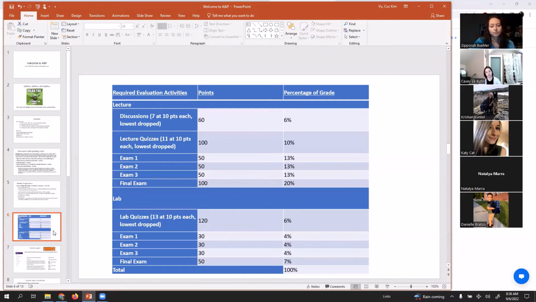Your exams, exam 1, 2, and 3, are worth 13% of your grade each. So that's where you want to focus. Make sure you set aside enough time to prepare for those. And then your lab exams 1, 2, and 3 are worth 4% each. So you can see the bulk of the grade is on the lecture content. Questions on this?